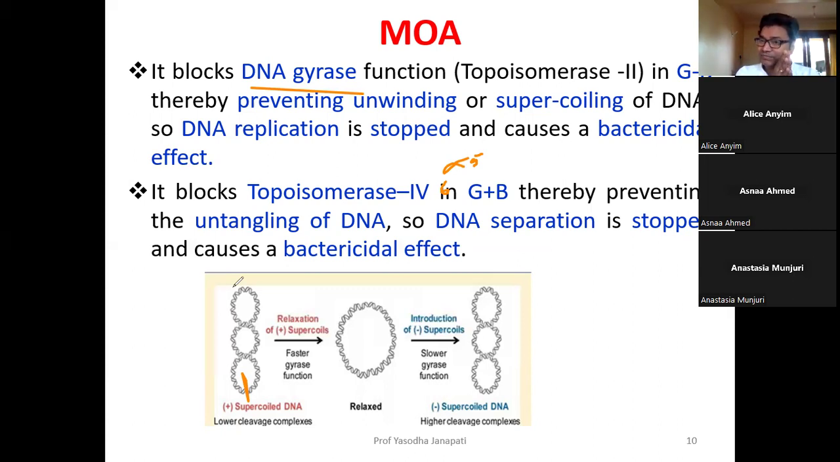DNA gyrase has two important functions. One is cutting, and the other important function is ligating. It will cut the DNA to avoid supercoiling. Then after supercoiling is removed, the cut DNA is again ligated. So there are two functions for DNA gyrase, which is also called topoisomerase. It cuts DNA and also ligates. Why does it cut the DNA? To prevent supercoiling.